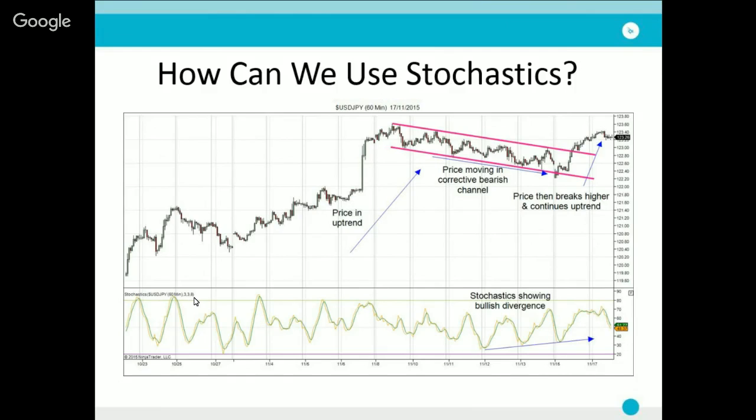So going back to divergence then, another way that we can use this to create trading opportunities is to look to identify divergence at key structural levels, so at big support and resistance levels. And this can be really great for catching a reversal.